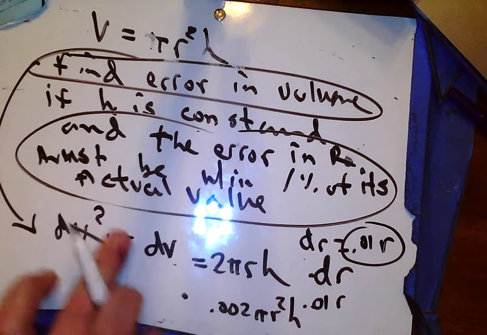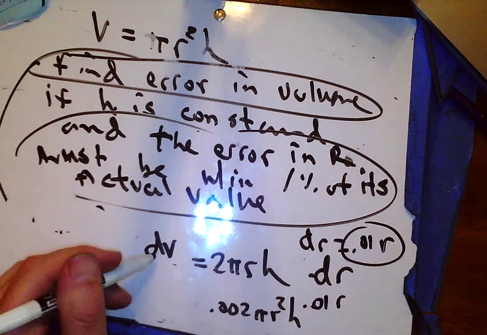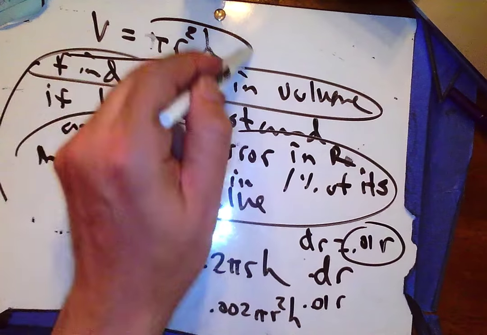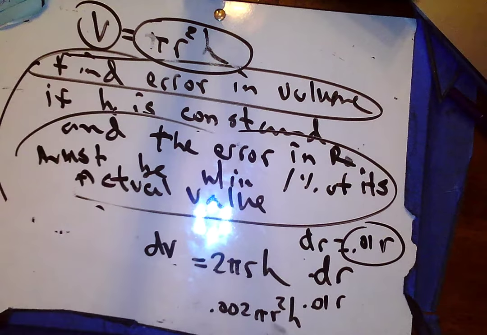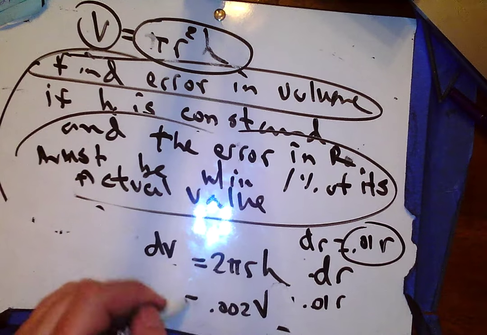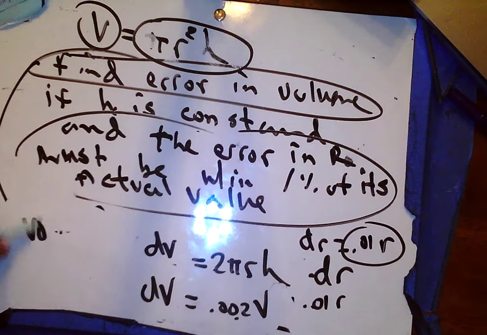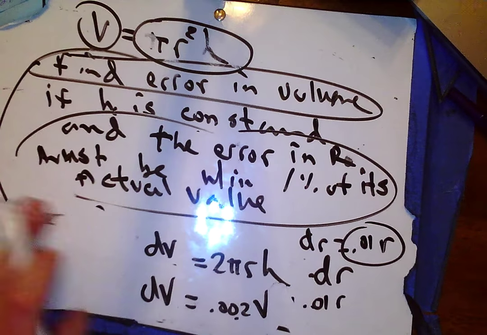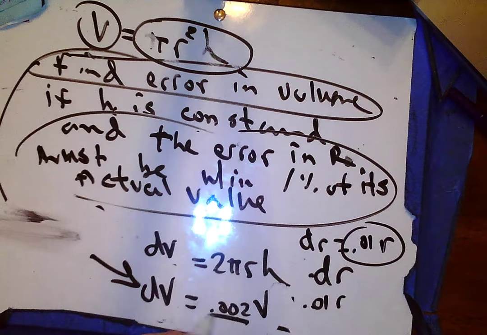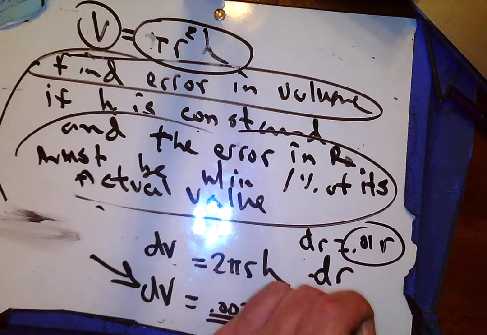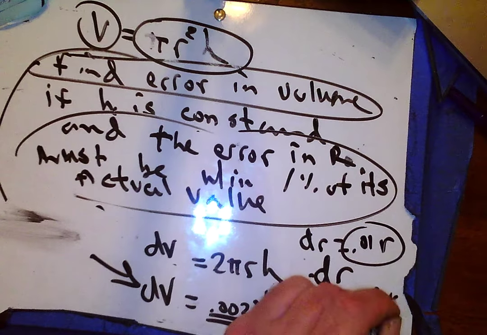And what do we know about dV? Well, hold on. This is called volume. So when I see pi r squared h, that's volume. V equals dV. And so volume, or the error or change in volume, must be within 0.2% of the actual volume.